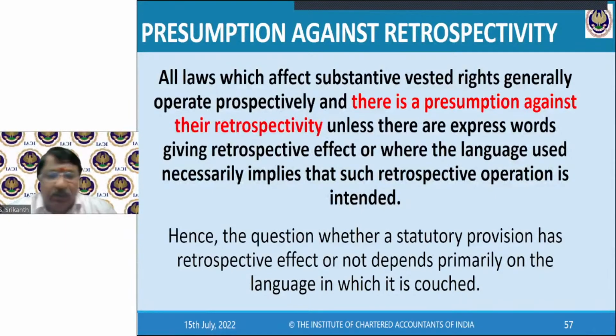So that's why I'm saying, if you don't like the word couched, then please say primarily on the language in which it is worded. So you should look at the words of the act. If the words are clearly saying past, it will be effective from so-and-so date, then retrospectivity is included. It is there. But if nothing is mentioned, then it is prospective.